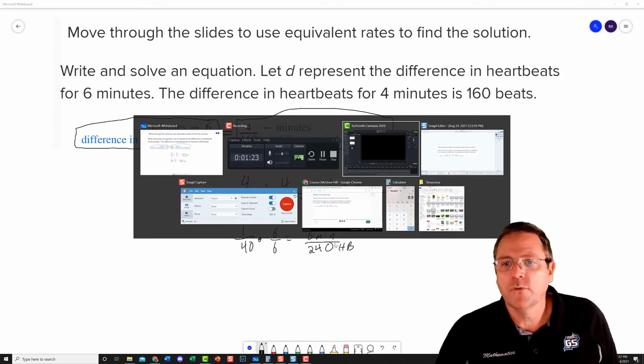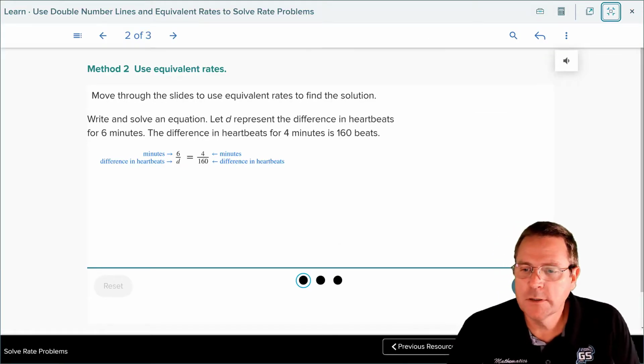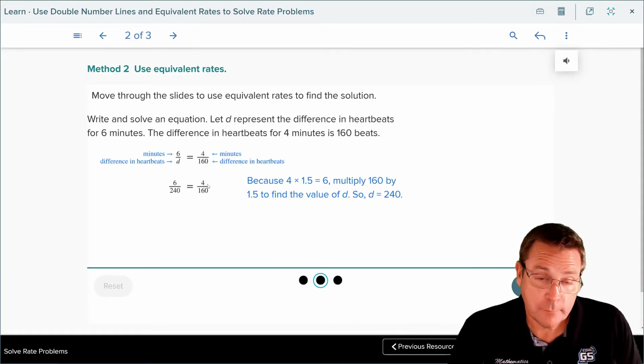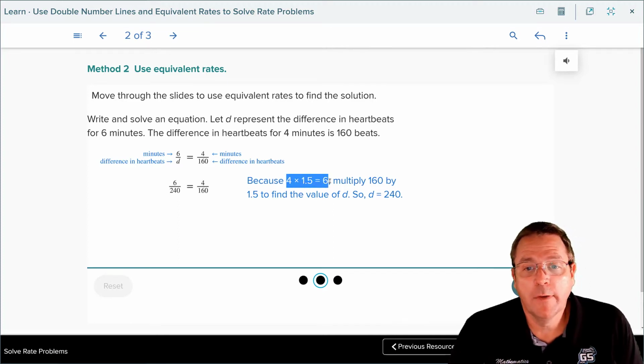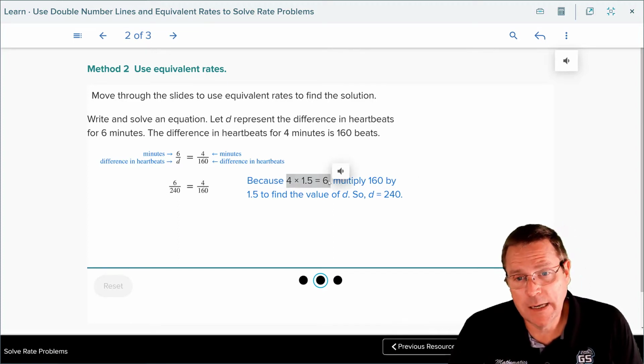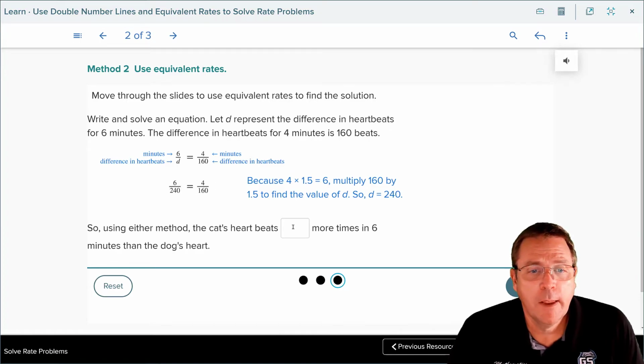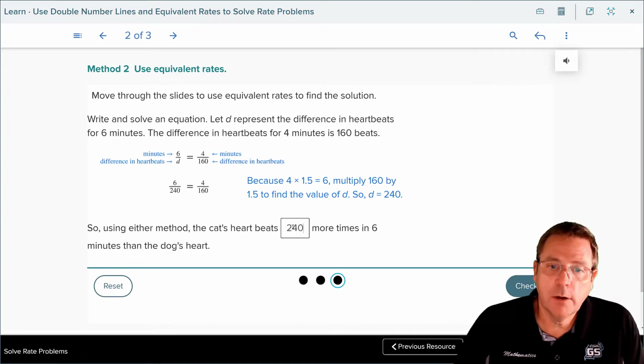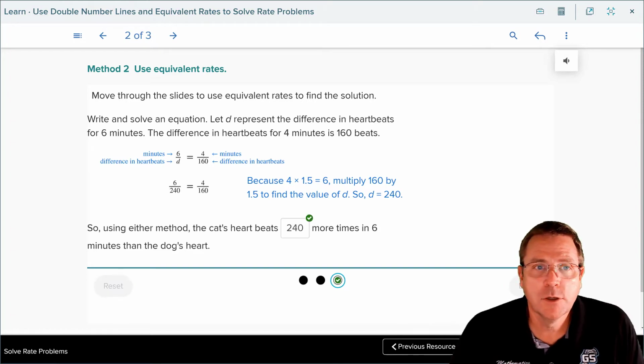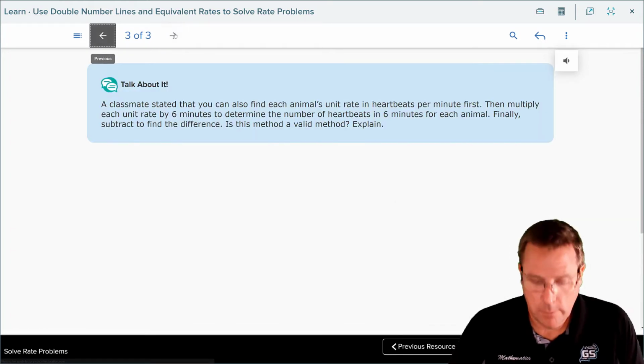Now if you scroll through your slides, it's going to end up looking very similar to that. They multiply by this magic 1.5 to get to 6. I don't really like that because they don't really say where that 1.5 came from. I really like my approach a little bit better. And then they did the same thing to the 160 to get to the 240, but that's kind of voodoo math there because they're not justifying that. Either way you go though, you're going to be putting in 240 for an answer right here. Check it. All is good.